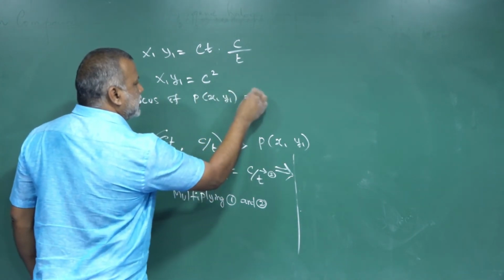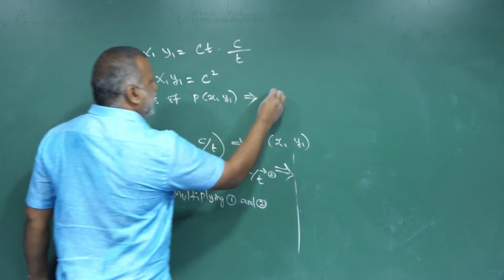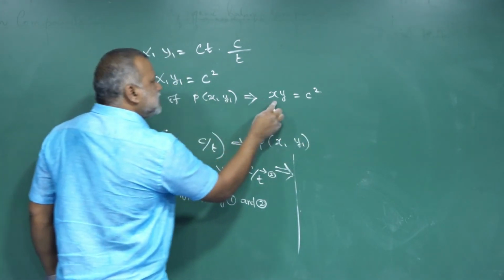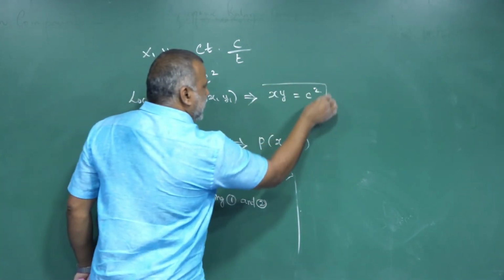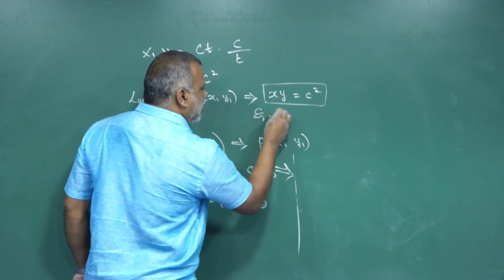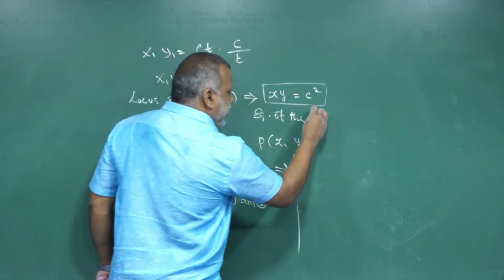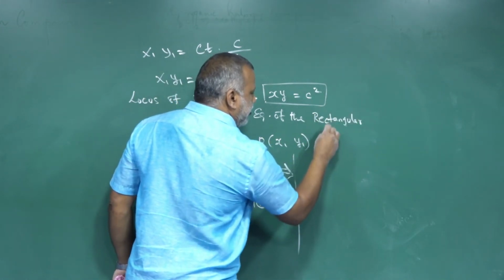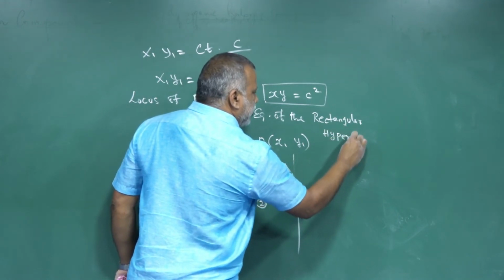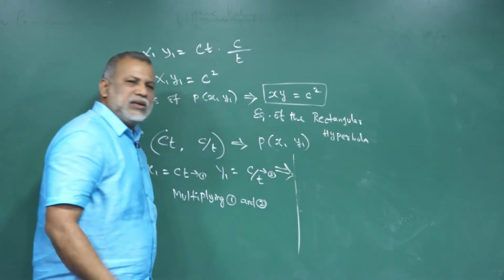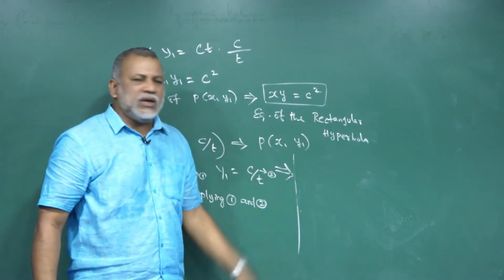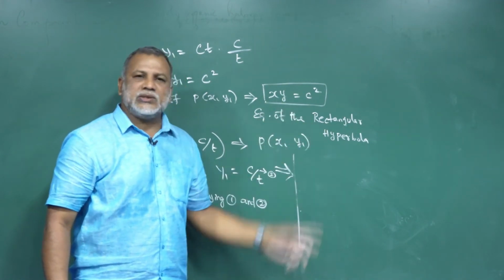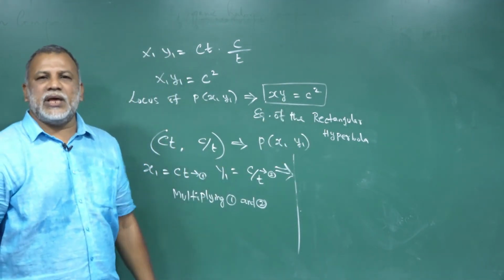So this is how we find the locus. The locus of P(x1, y1) is xy equal to c squared. Instead of x1, y1, just use the variables: xy equal to c squared. It represents the equation of the rectangular hyperbola. See the word rectangular hyperbola. You are going to study all these important concepts, the equation of the rectangular hyperbola, in your higher studies. This xy equal to c squared represents the equation of the rectangular hyperbola.